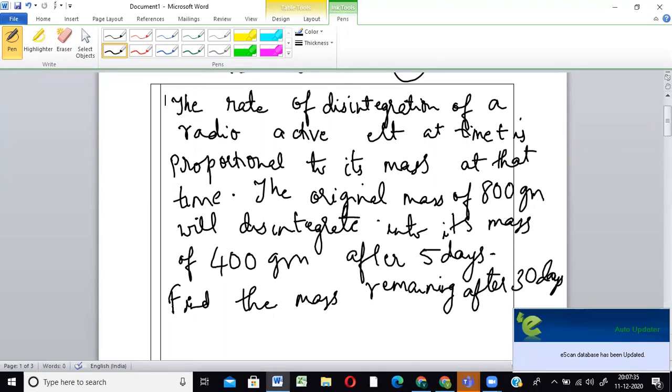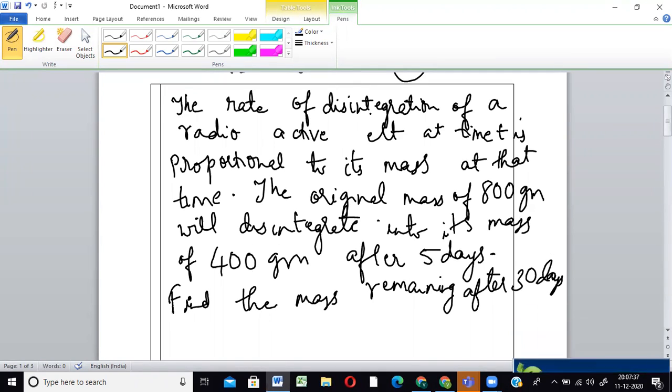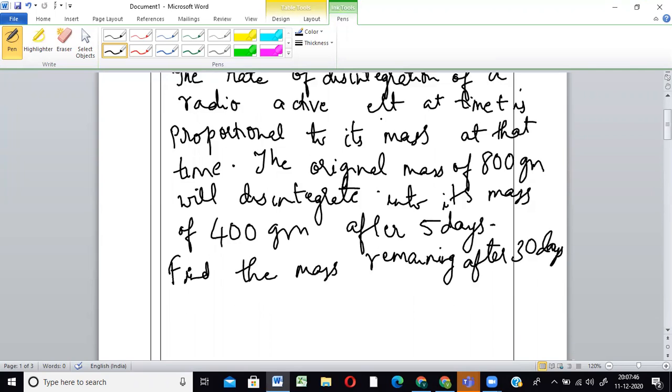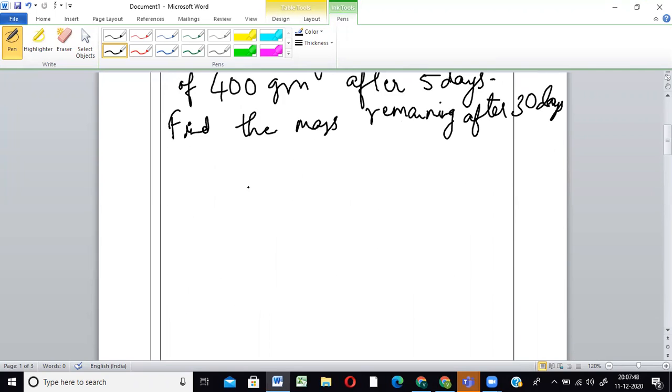Okay, so this is nothing but the radioactive element's disintegration formula. So as I said, you will be having a minus k rather than plus k, because we know that when are we going to use plus k? Only when we are sure that in future it is going to increase, like population or increase in bacteria or something like that.